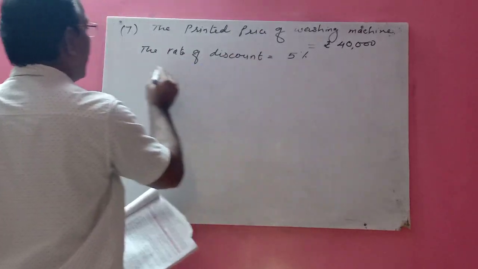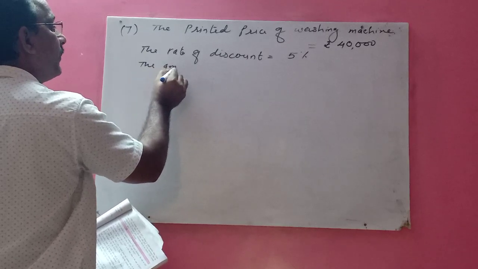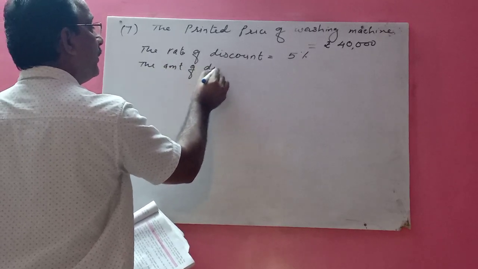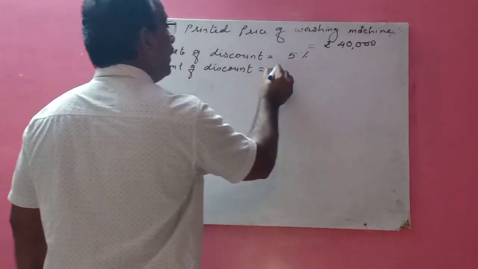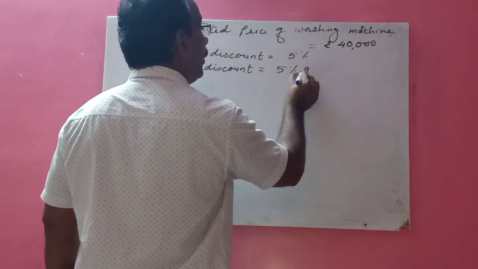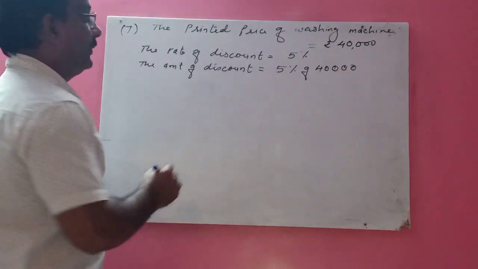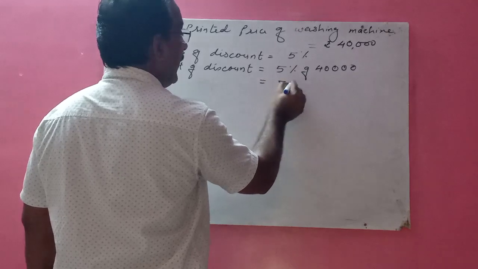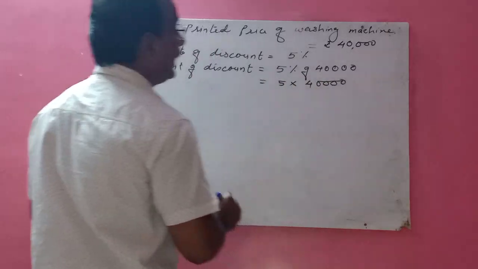Rate is given, calculate the amount. So the amount of discount is equal to what? 5% of 40,000. 5% of 40,000. How much is it? 5 into 40,000. Okay.